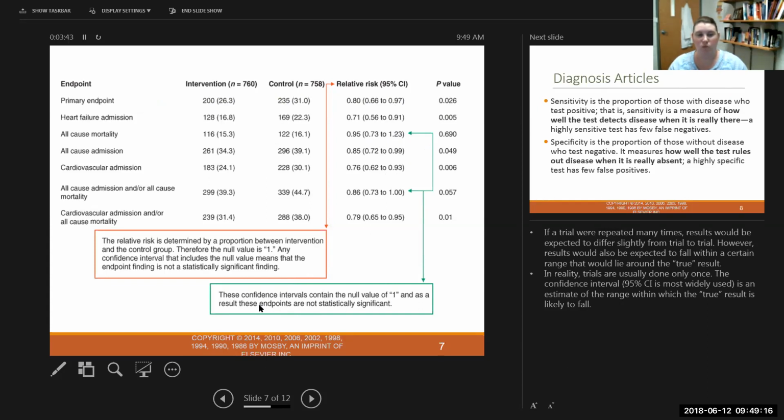And so these results are not statistically significant. Of all the things they were measuring, these would be the 2 that you would throw out as saying, nope, these do not have statistical significance to them.